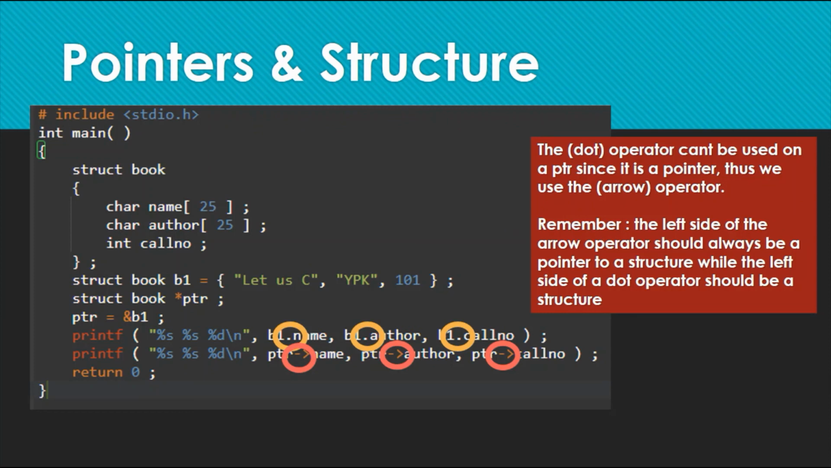Okay, remember the left side of the arrow operator should always be a pointer to a structure, while the left side of the, okay, dot operator should be a structure. Okay, so kung kana siya, left side niya should always, this one should always be a pointer here. If not, then this one should be a structure. Okay, so remember that.